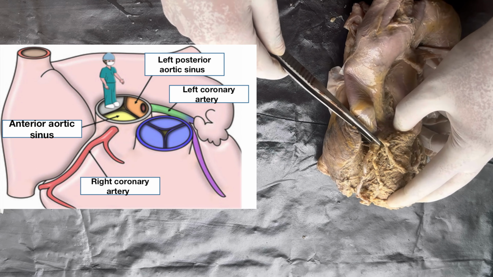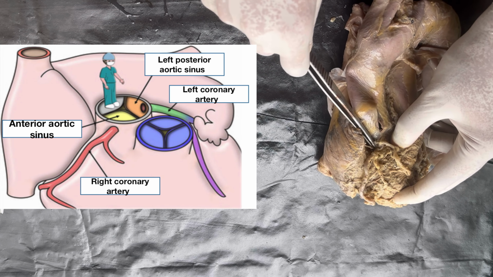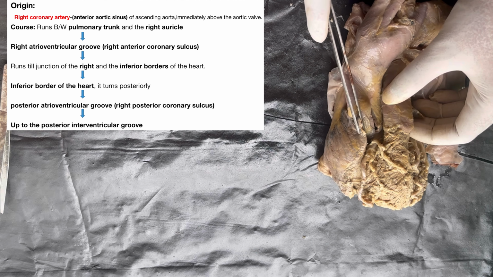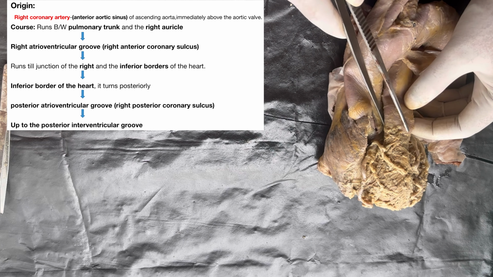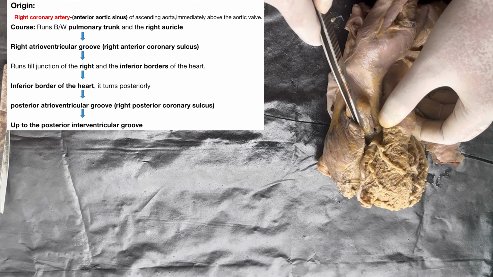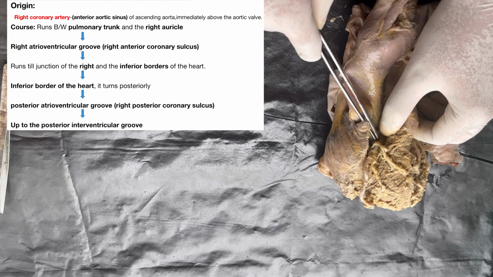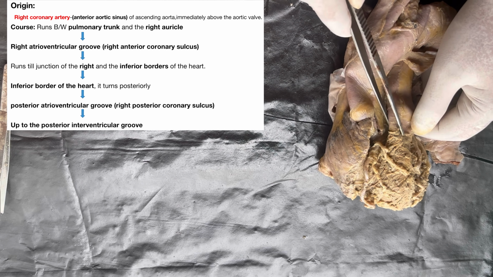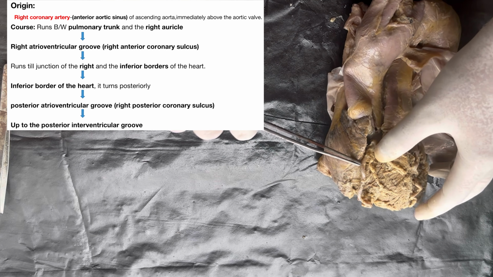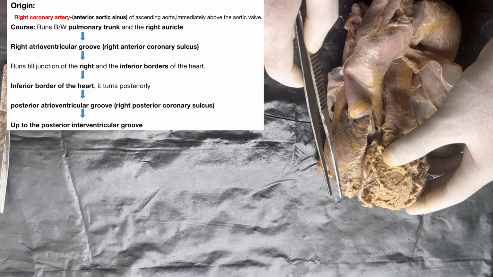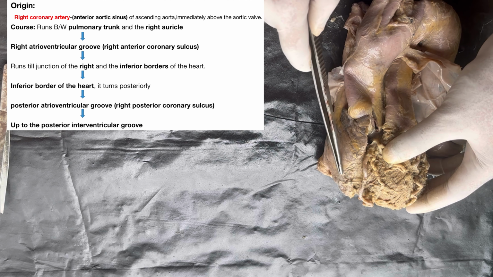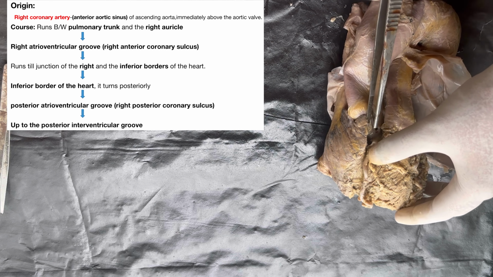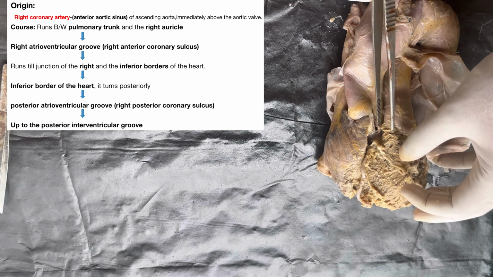So this is the right coronary artery, which arises from the ascending aorta, and this is known as the right auricle of the heart, while this is known as the pulmonary trunk. So this right coronary artery arises from the ascending aorta and runs between the right auricle and the pulmonary trunk, and it descends downwards. So in the groove that is between the right atrium and the right ventricle, this groove is known as the right anterior atrioventricular groove.